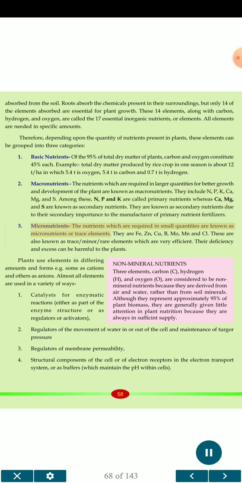3. Micronutrients. The nutrients which are required in small quantities are known as micronutrients or trace elements. They are Fe, Zn, Cu, B, Mo, Mn and Cl. These are also known as trace, minor, or rare elements, which are very efficient. Their deficiency and excess can be harmful to the plants. Plants use elements in differing amounts and forms, e.g. some as cations and others as anions.